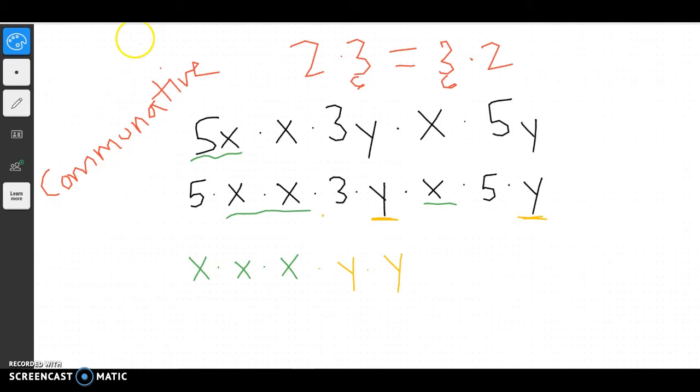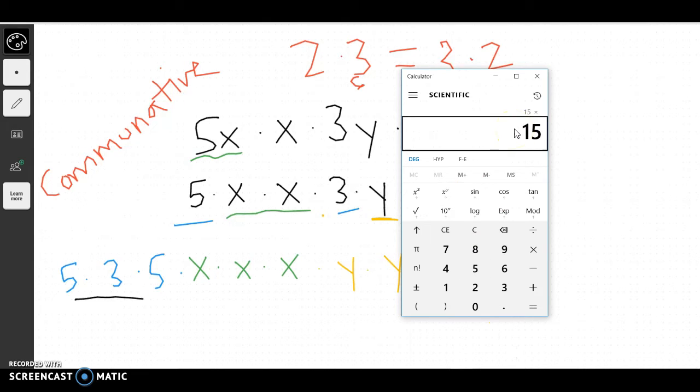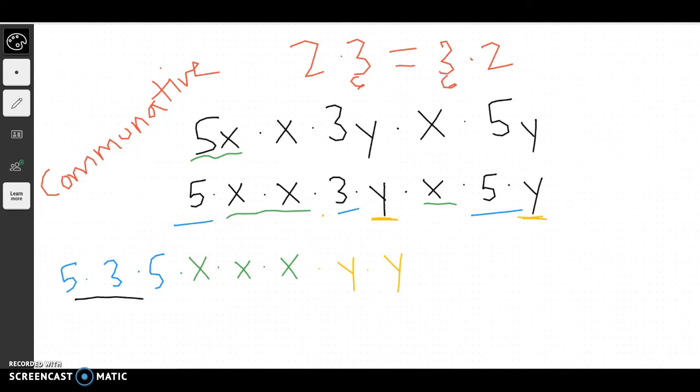Same thing with the numbers. I'm going to pull the numbers together. And again, the order that you pull these things together does not matter. You just want the numbers to be together and the letters of the same type to be together. Well, this is actually pretty easy for us to do because it would just be 15 times 5, which is a little bit harder for me to do in my head. I think it's 45. 75. Whoops, a little bit off.